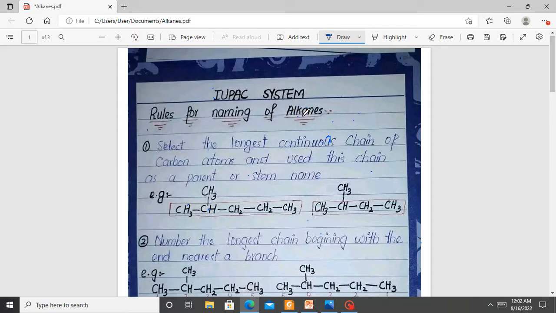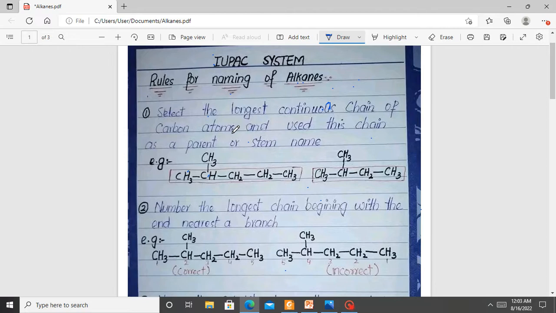Alkanes are basically hydrocarbons because they are made of carbon and hydrogen atoms only. They have carbon-carbon single bonds, hence they are called saturated hydrocarbons. So let's look at the general rules or principles for naming alkanes. When given an alkane molecule or compound to name, the first thing to look out for is to select the longest continuous chain of carbon atoms and use this chain as the parent or stem name.